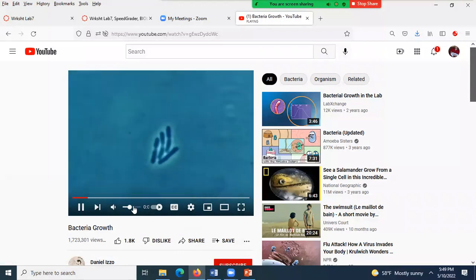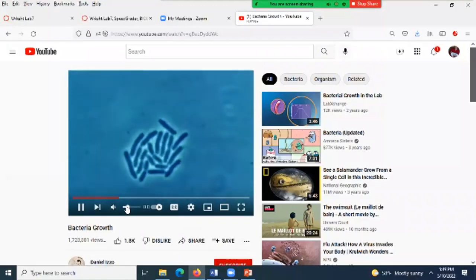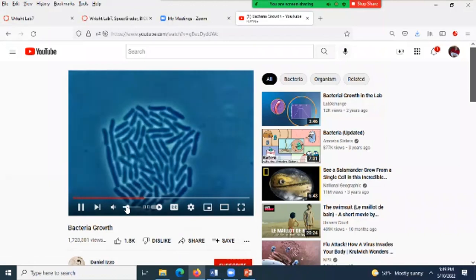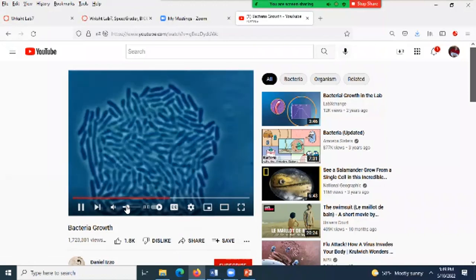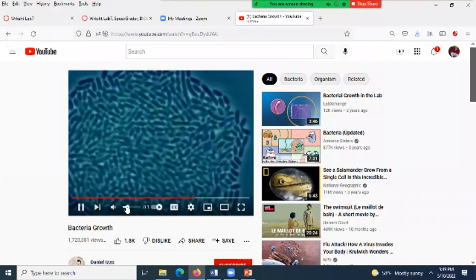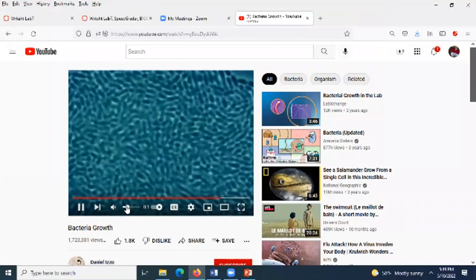Bacteria reproduce very simply and rapidly by doubling their contents and splitting in 2. Just one bacterium, dividing every 20 minutes, could produce nearly 5,000 billion bacteria in one day.